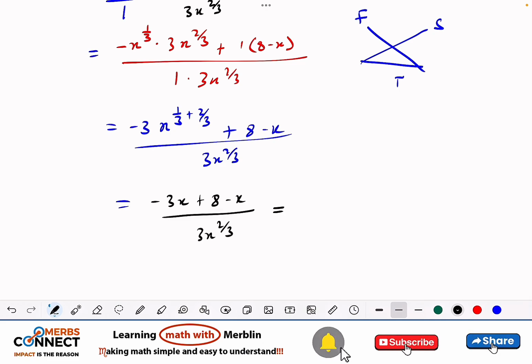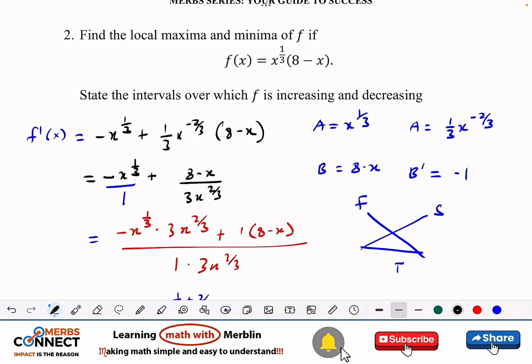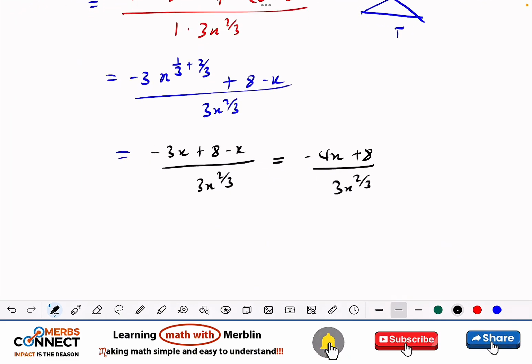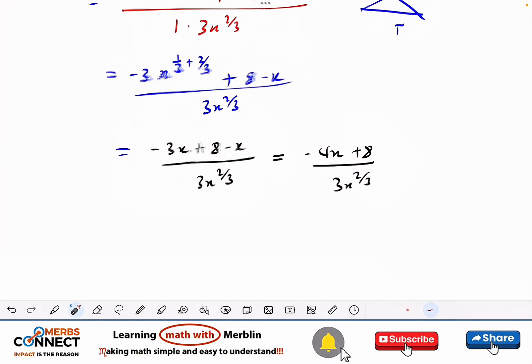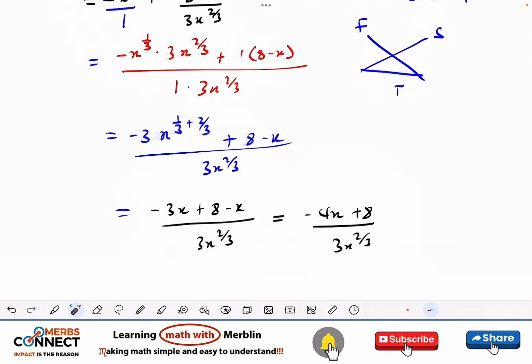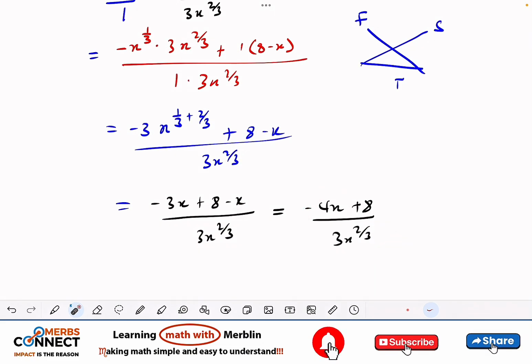And this is going to give us something like, let me see. We're going to have something like minus 4x plus 8 divided by 3x^(2/3). So you see the process that we need to go through before we can get the simplified form. So now this, we can just use this one to find the critical values.